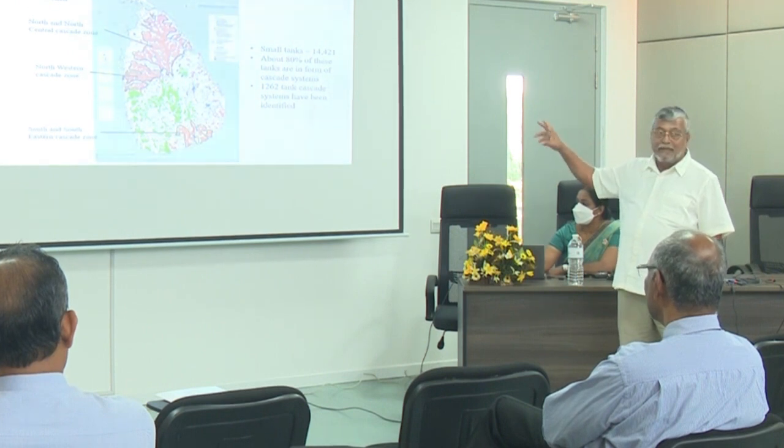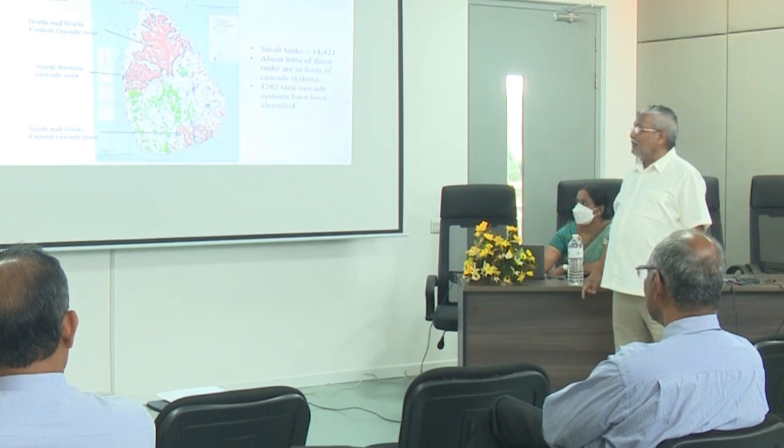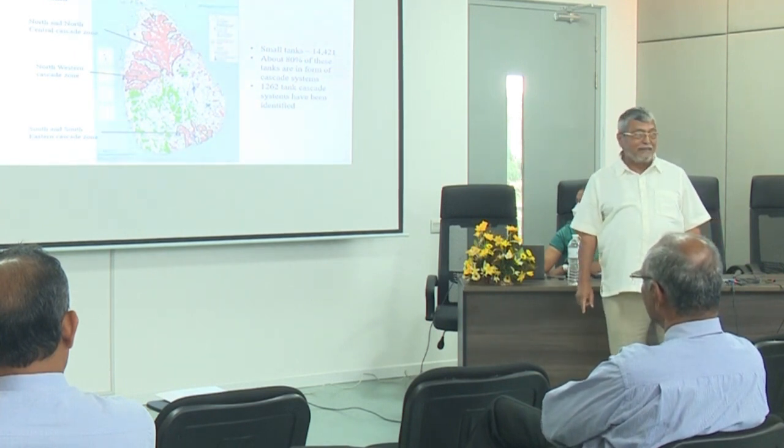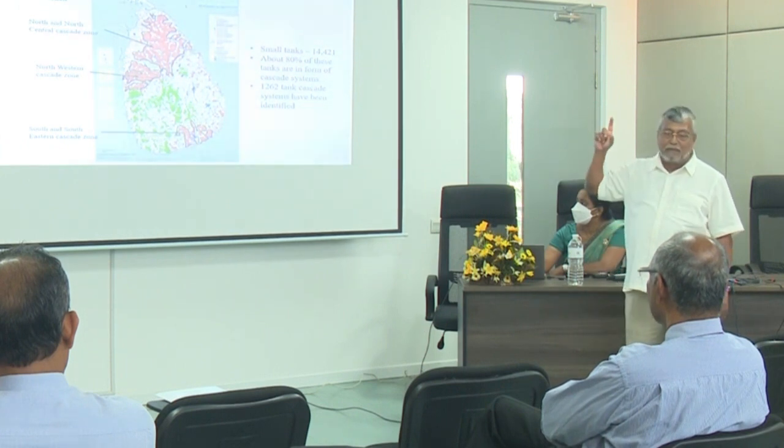Then what we did is identify three zones. One is north and north central, the other one is northwestern, and the other one is south and southeastern. But there are some other cascade systems we have to consider, not in these kinds of zones.